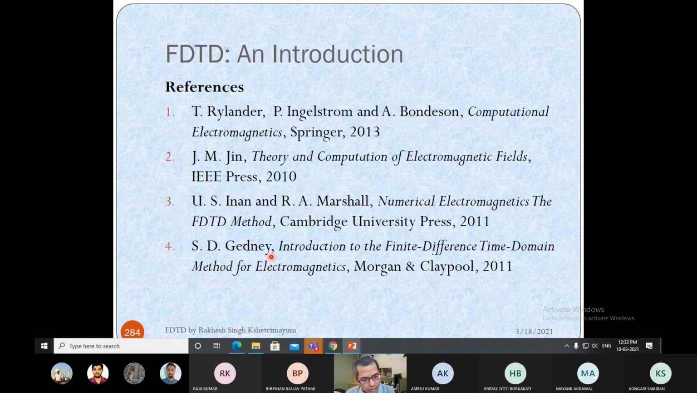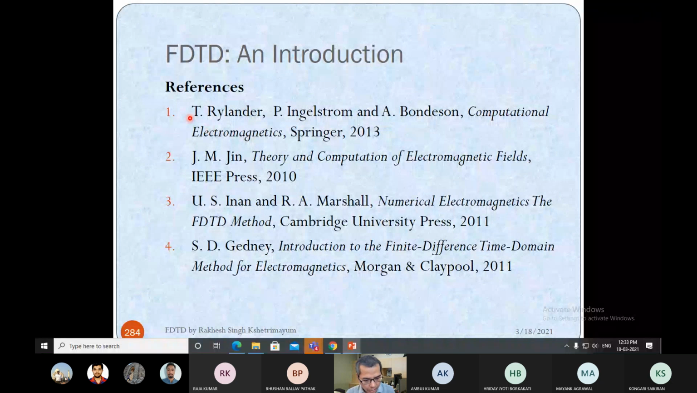And these are the references I have used. Basically, there is a very good book on computational electromagnetics. It's an old book, but they have a new edition somewhere in 2013. So I actually find this book is the best book for computational electromagnetics.